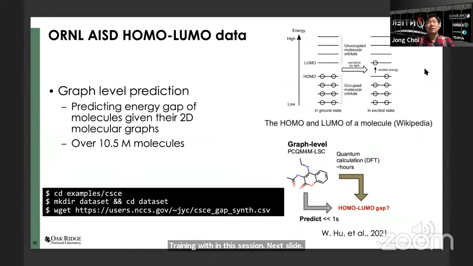Briefly, this is a little bit of background information. What is the ORNL AISD HOMO-LUMO dataset in this example? This dataset is about a large number of graphs, and we want to predict the corresponding HOMO-LUMO gap for each graph. This dataset is specifically designed for graph level prediction. So we want to predict the energy gap of a molecule given its 2D molecular graph structure. The number of molecules in this dataset is over 10 million molecules, which is huge. And we use the supercomputer and distributed graph neural network training.